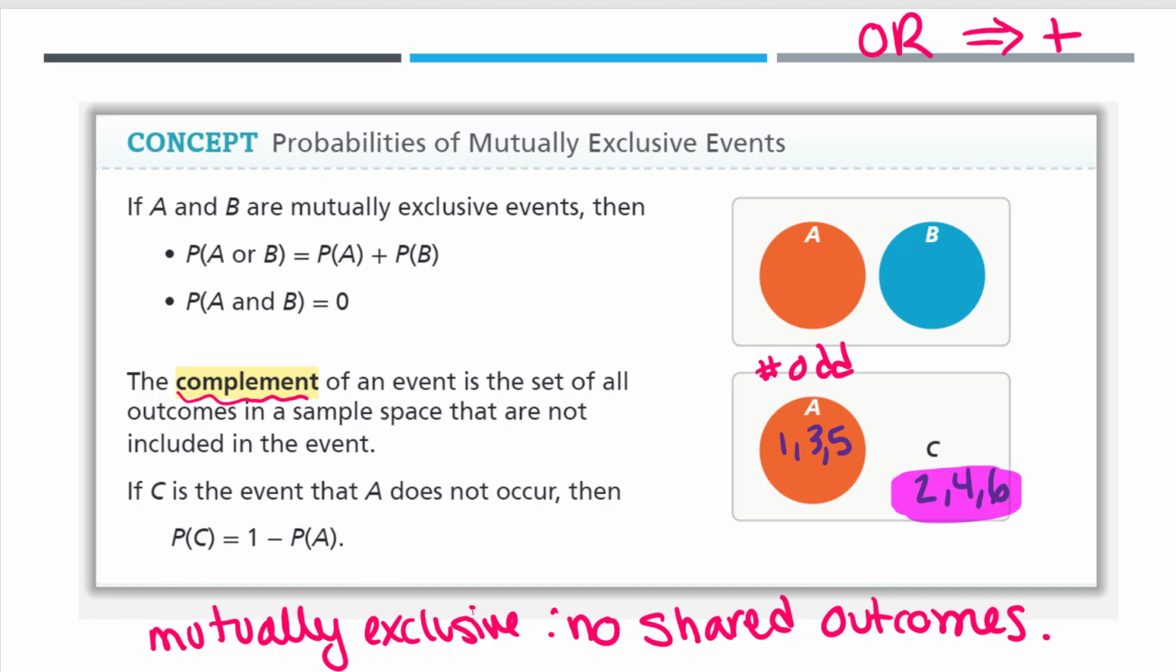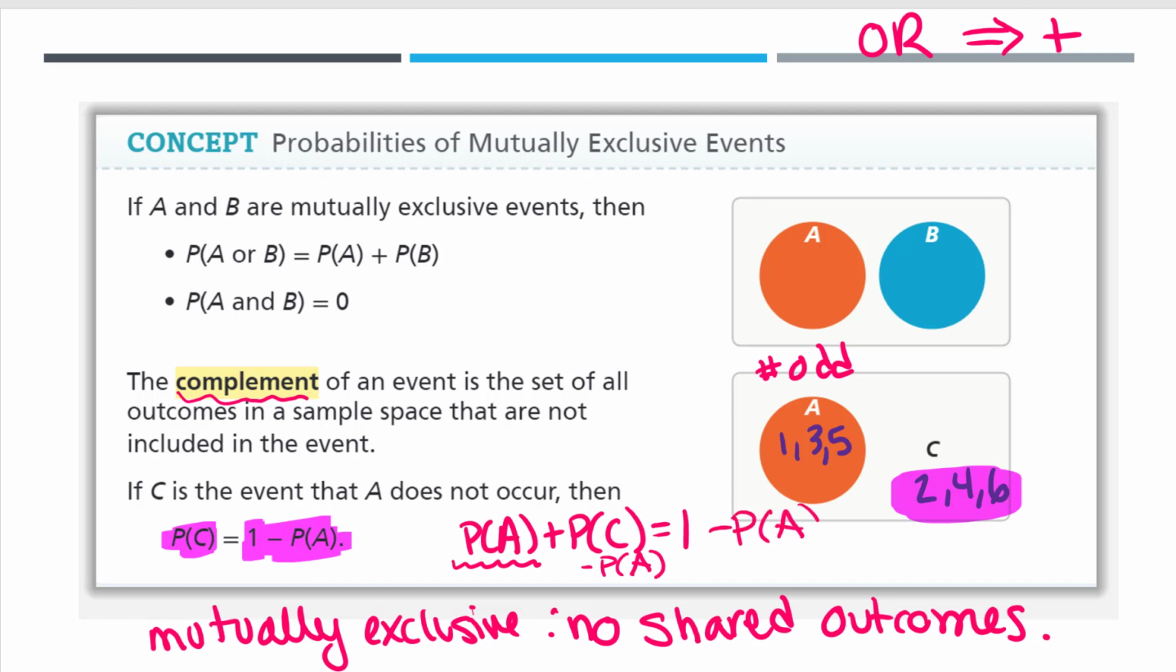Often we use the formula of finding the complement by taking 1 and subtracting the probability of the event. And where that formula comes from is that the probability of event A plus the probability of the complement is certain to happen, so it's equal to 1. Therefore, if we subtract the probability of event A from both sides, we get our formula.